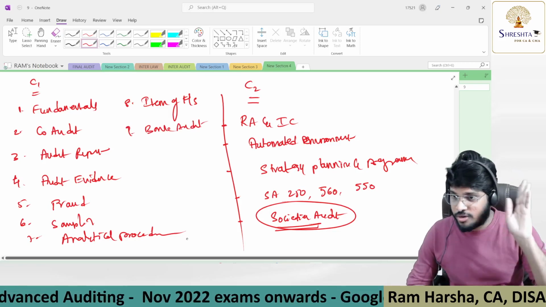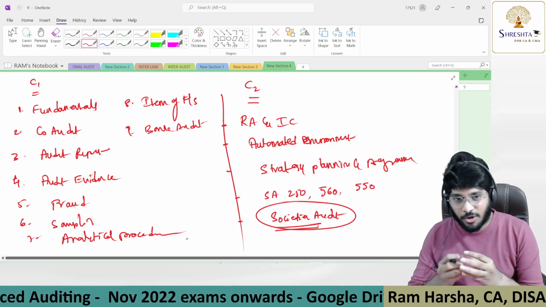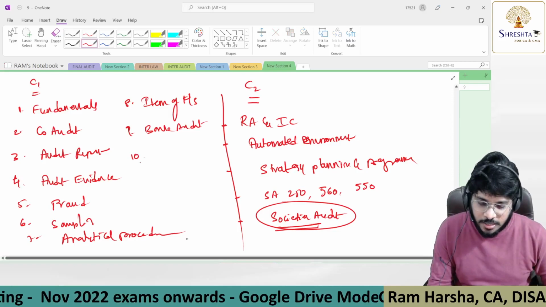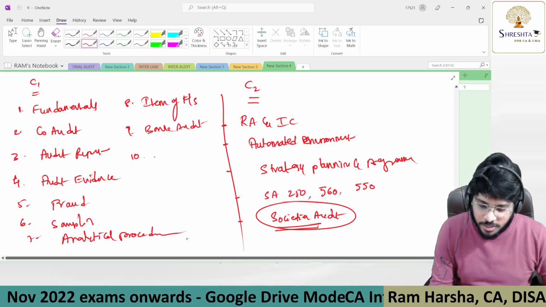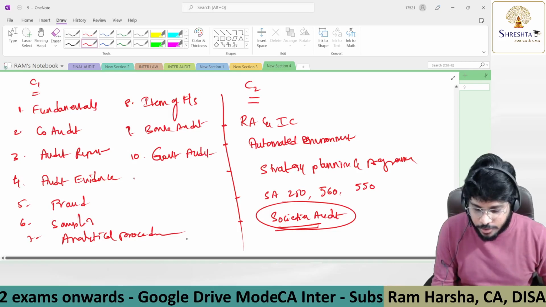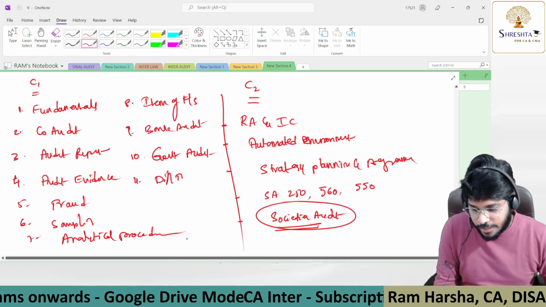Remember, this order you need to revise. I'm telling you, you get the maximum output and you finish faster. And 10th one, you have to revise government audit. 11th one, different types of entities.